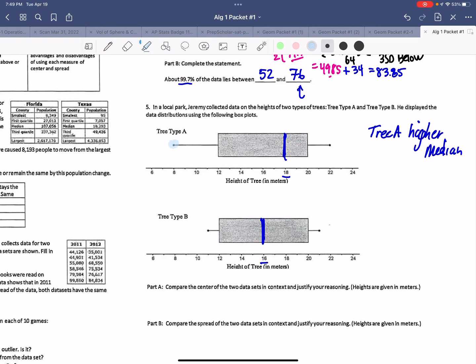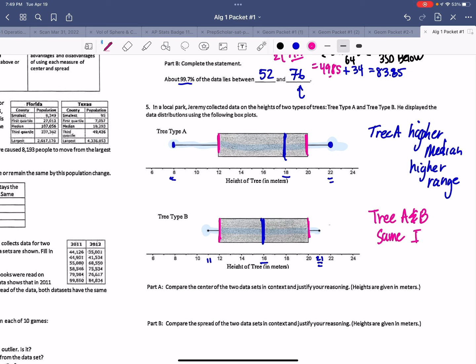Well, I noticed the range, max minus min. Type A has a higher range. These range from 22 all the way down to 8. This one ranges from 21 down to 11. So there's much more spread there. What do I notice that's similar? I notice that tree A and B have the same interquartile range.